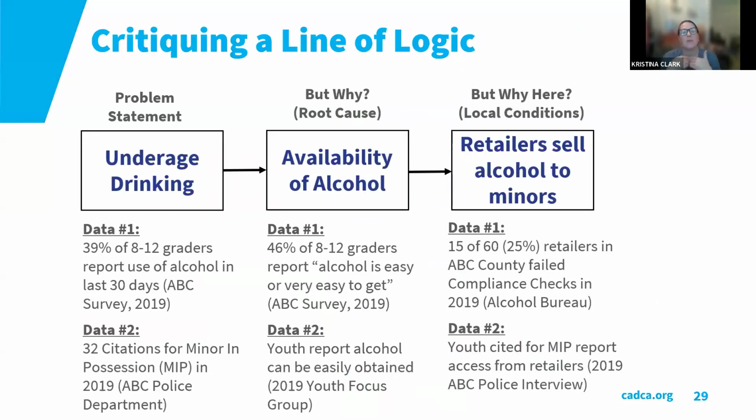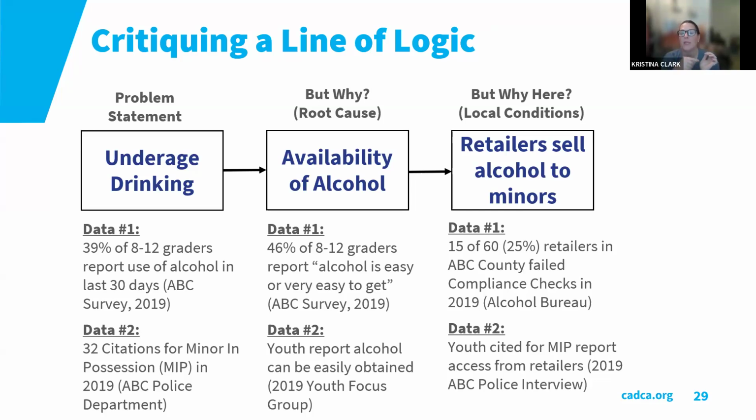So again, what does it mean to make sure we have the right data? This is taking what we would call one line of logic out of a logic model. So a problem statement, a root cause, and one of the local conditions. Here we're looking at underage drinking. So the problem is underage drinking. 39% of 8th through 12th graders report use of alcohol in the last 30 days, and we get that from the ABC survey in 2019. And 32 citations for minors in possession in 2019 for the ABC department.